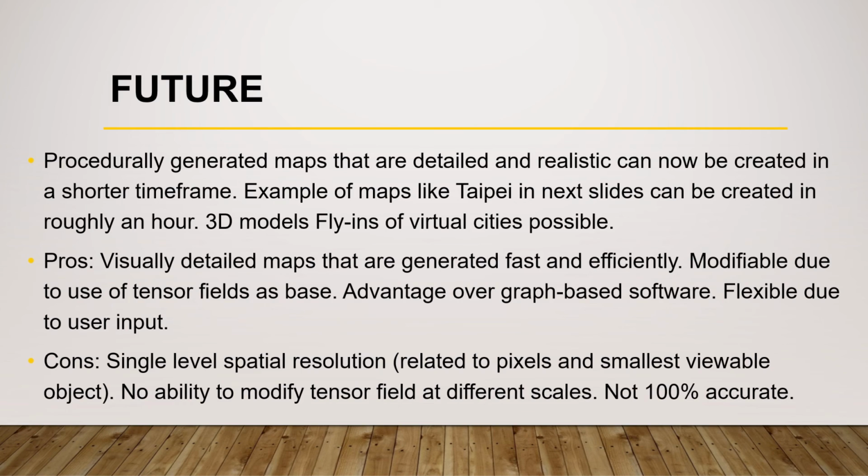So one of the improvements that the researchers did mention is they want to add more levels of spatial resolution. So instead of having one tensor field, they could have multiple. One tensor field represents the roads and the buildings. Then they could have a second layer of tensor fields, which could represent smaller things such as trees and cars. Obviously that complicates the algorithm, but that is one improvement that they're looking to do in the future.